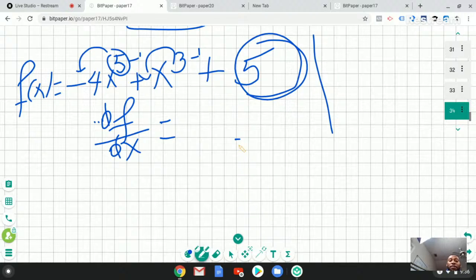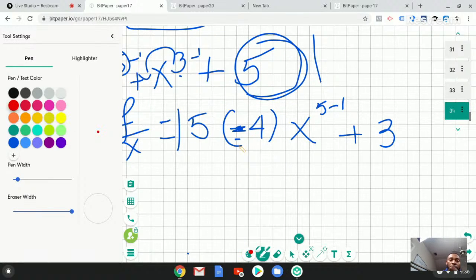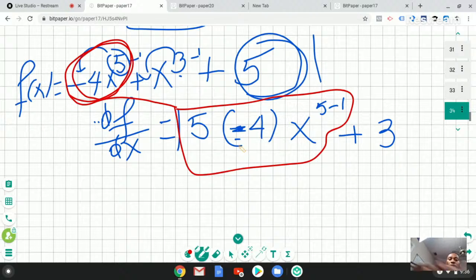So I'm going to bring the 5 up front, and that's multiplied by negative 4. Then for the x, I'm going to take away 1 from the exponent: 5 minus 1. I'm going to leave that this way for now. The same thing I'm going to do for the second one: I'm going to bring the 3 up front. This is the first part. Let me circle this so you understand. That's the derivative of this part right here.